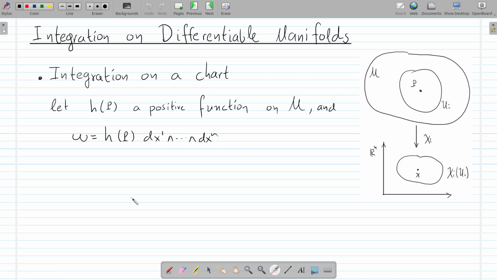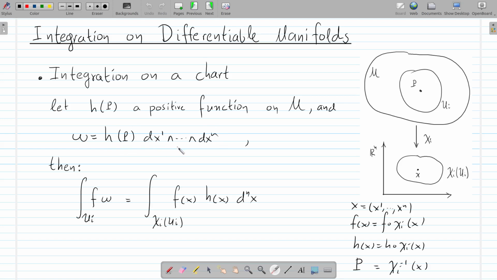So let's see how to define integration on a differentiable manifold. We will start by defining integration on a chart and then extend this definition to an atlas. Let h be a positive function on the manifold and define the form given by this function and the wedge product of the coordinate bases. We define the integral of f times the form omega to be given by the ordinary integral of the function f of x times h of x on the region of Rn defined by the image of ui in Rn.